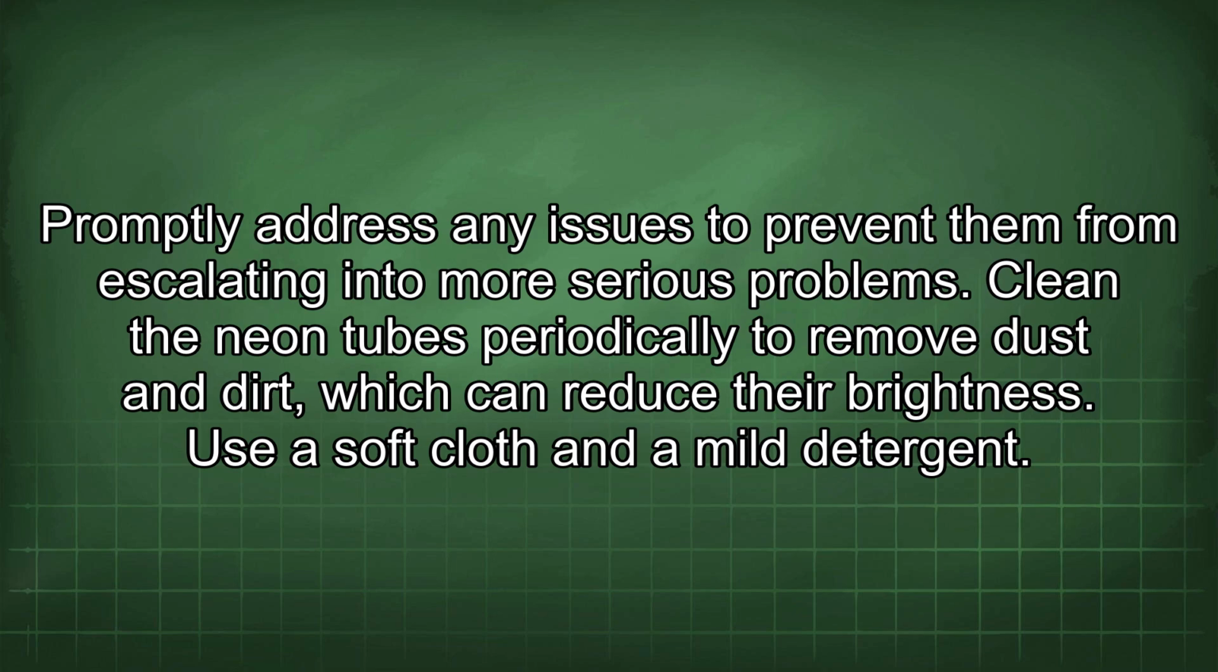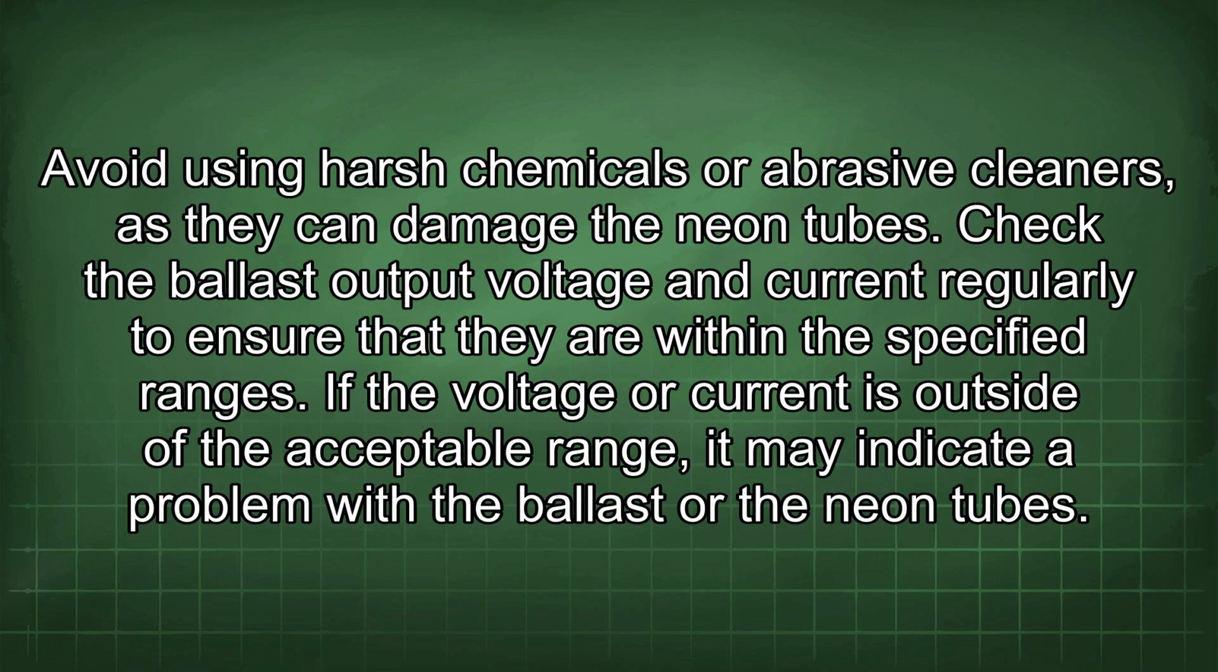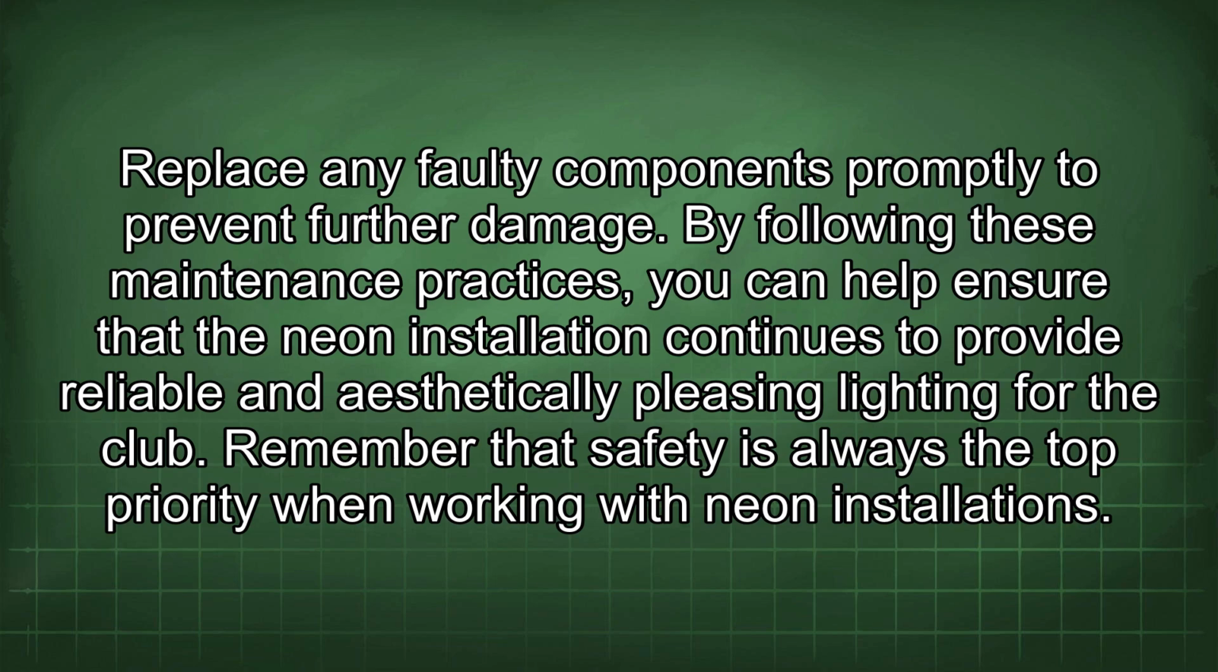Clean the neon tubes periodically to remove dust and dirt, which can reduce their brightness. Use a soft cloth and a mild detergent. Avoid using harsh chemicals or abrasive cleaners, as they can damage the neon tubes. Check the ballast output voltage and current regularly to ensure that they are within the specified ranges. If the voltage or current is outside of the acceptable range, it may indicate a problem with the ballast or the neon tubes. Replace any faulty components promptly to prevent further damage.